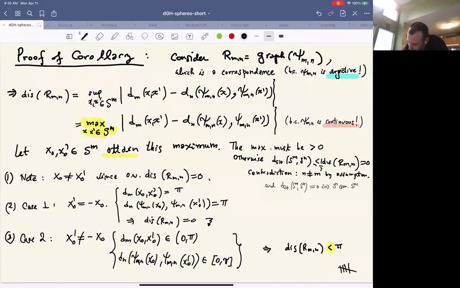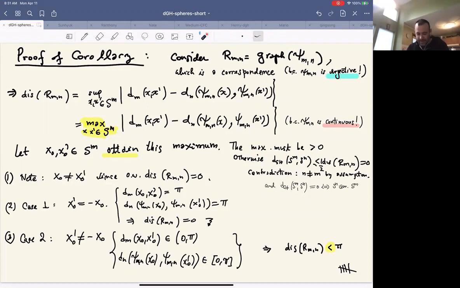1/2 distortion of R_mn is an upper bound to Gromov-Hausdorff. Gromov-Hausdorff is the infimum over all possible correspondences of this number. But if this one is 0, that means that this one is 0. But m is different from n by assumption, right? That would contradict the fact that if the Gromov-Hausdorff distance is 0 for 2 compact spaces, then those 2 spaces must be isometric. So that's something we have to remember. The maximum must be positive.